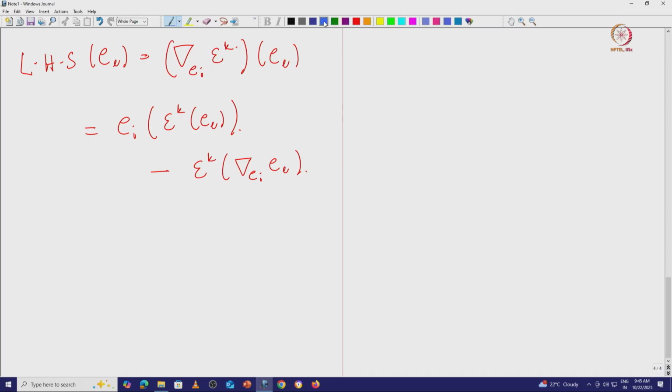Now, if you notice that this thing, this is going to be delta KL, right? So it's either always 0 or always 1 depending on the indices KL. In other words, it's a constant function, no matter whether if k is not equal to L, it's constant 0, if k is equal to L, it's constant 1. So when you differentiate, that's going to give you 0. So this entire term is going to give you 0. So this is going to be minus epsilon k, and then by the definition of Christoffel symbols, this is just this.